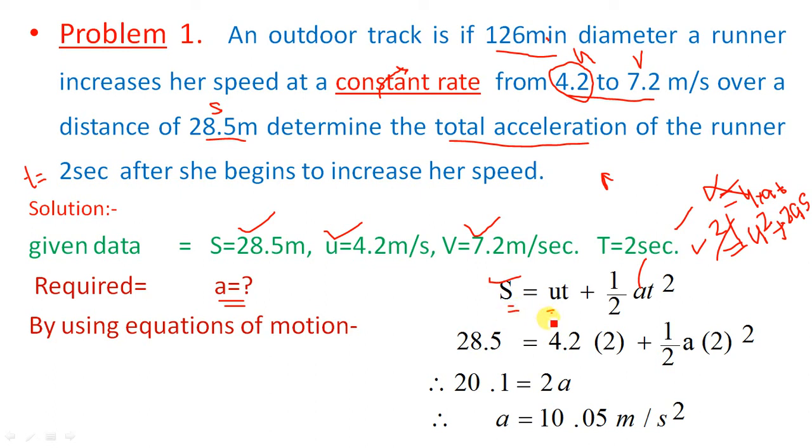So this is useful. Substitute the value of 28.5, initial velocity is 4.2, time is 2, 1/2 a that we have to calculate, and the time is again 2. Substituting these values, you will get the acceleration when t is equal to 2. This is our answer. So within how many steps? 2 steps you will get your answer. So these problems are quite simple. My dear friends, when these problems are there in your exam, please attempt these problems.